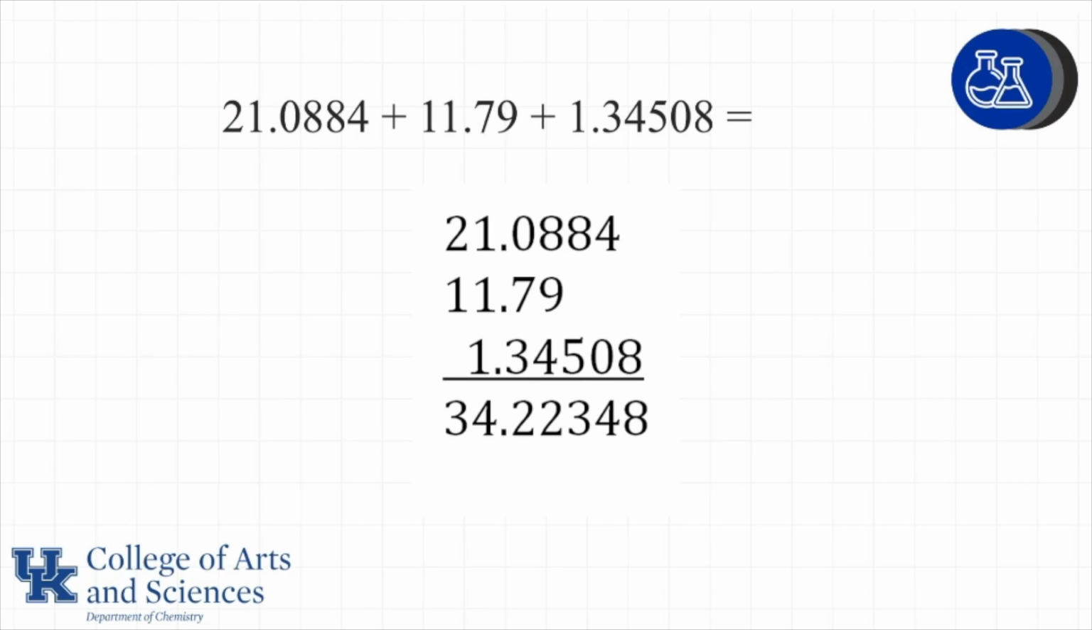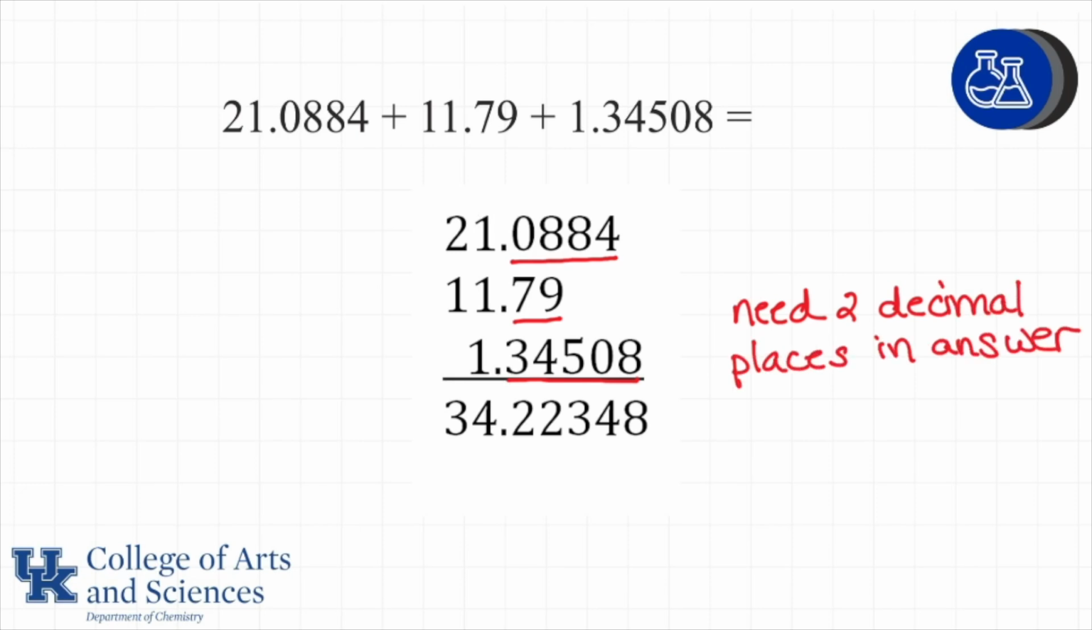Let's look at another example. Here we're adding 3 numbers together. And we see at the bottom what we get if we add all these together without any concern for rounding or significant figures. What I'm going to look at is each number to see how many decimal places each value has. So here we have 4 decimal places, 2 decimal places, and 5 decimal places. Because the least number of decimal places is 2, I'm going to have 2 decimal places in my answer. So my answer will be 34.2222.